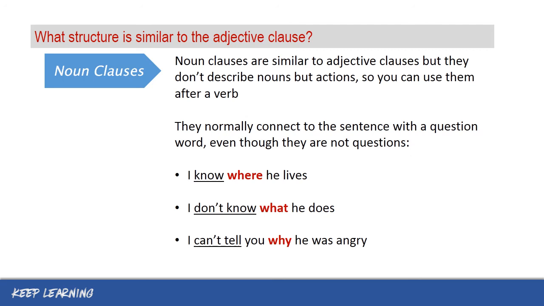Like, I know where he lives. Yo sé dónde vive. So there I am connecting I know with he lives. I'm using where. Or I don't know what he does. In this case, when you have what, and what is not a question, you should translate it as lo que. I don't know what he does is yo no sé lo que él hace. That's the right way to translate it. And I can't tell you why he was angry. Yo no puedo decirte por qué estaba molesto. Those are similar things you can do in the sentence.